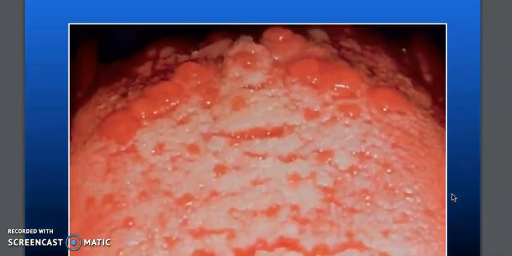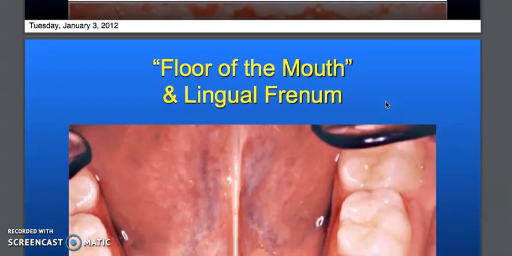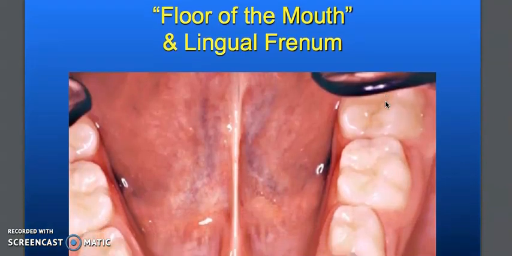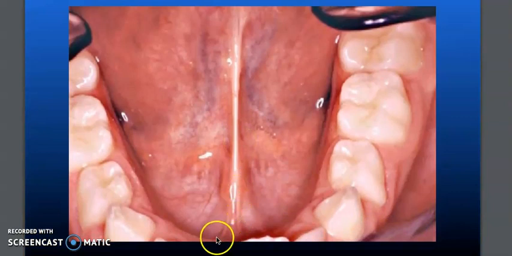This is another image of the filiform. The large ones back here are the circumvallate. You can see they sort of go in a V shape. Very normal. Another normal of the tongue would be the floor of the mouth and the lingual frenum. You have the frenum that attaches to the tongue, and then it attaches to the lingual of the tissue on 24 and 25. So that is normal in that length.